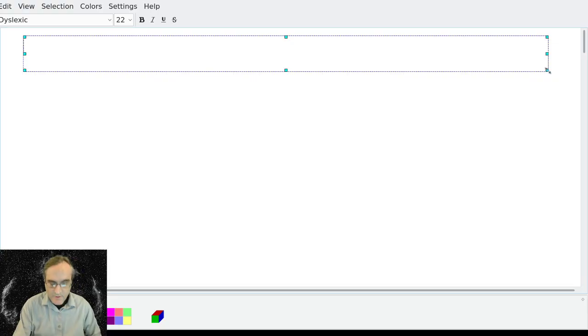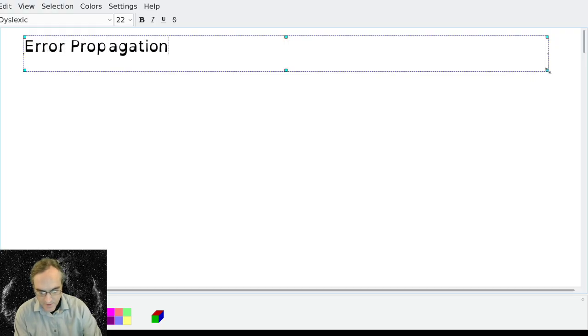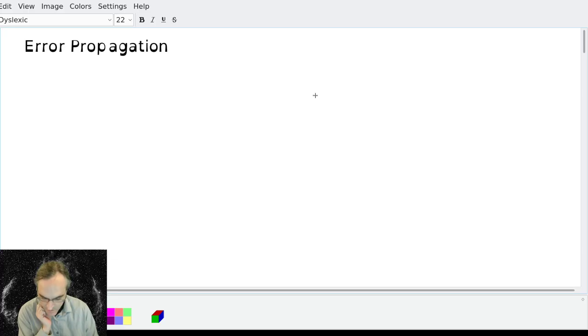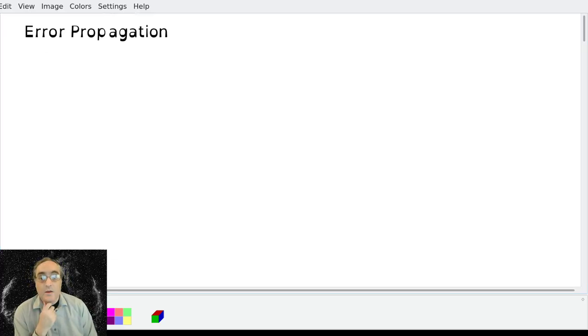Well, I talked about needing error propagation in the past. This is a video on error propagation. So, the general question we're trying to answer with error propagation is, what if you have some quantity like the area that depends on the width and the height?